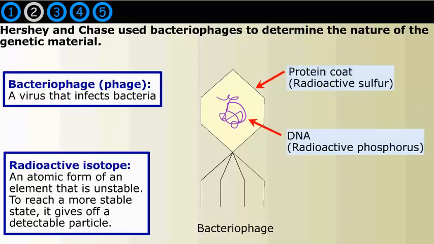Hershey and Chase used radioactive isotopes to keep track of the locations of the protein coat and the DNA during an infection. A radioactive isotope is an atomic form of a chemical element that is unstable. To reach a more stable state, the isotope gives off a detectable particle. Hershey and Chase incorporated radioactive isotopes into the bacteriophage. Proteins contain sulfur, but little phosphorus, so they used radioactive sulfur to indicate the location of the protein. DNA contains phosphorus, but not sulfur, so they used radioactive phosphorus to indicate the location of the DNA.